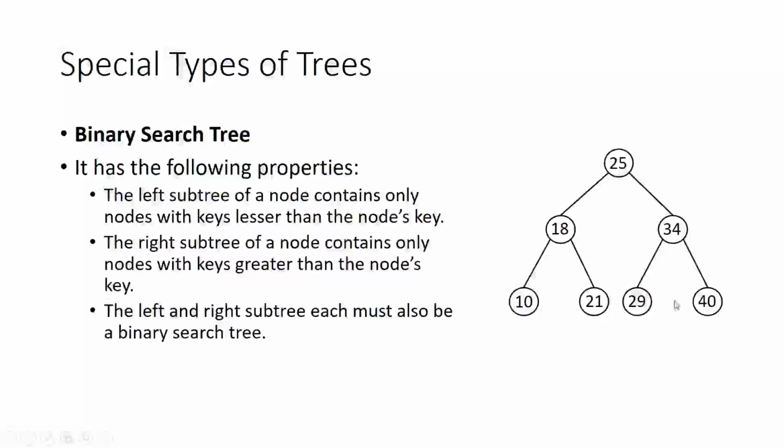In a binary search tree, the values which are less than the root will come towards the left of the root. Values which are greater than the root will come towards the right of the root. So we can say that a node whose value is less than the parent will be inserted towards the left. If it is greater than the root or parent, we will insert it towards the right. That is a binary search tree.